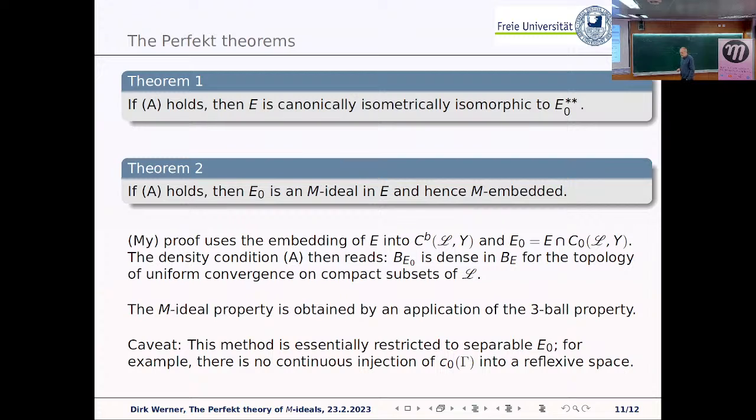So here's a little warning. Essentially, this works for separable spaces, and for separable spaces only. So the first non-trivial candidate for a non-separable space to be squeezed into this framework would be the C0 space on an uncountable set. But one could prove that there's no injection whatsoever of the C0 space into any reflexive space. So for this type of non-separable space, this approach will not work.